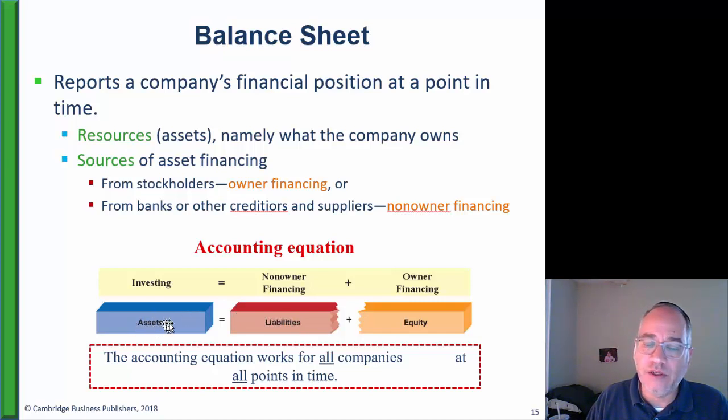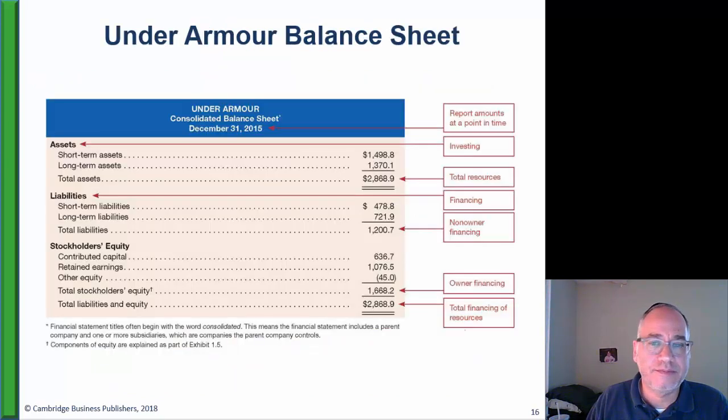So assets, what you own, could come from one of 2 places. It could either come from liabilities or from equity. And again, assets must equal liabilities plus stockholders' equity. If that doesn't equal, that means that you have a mistake somewhere.